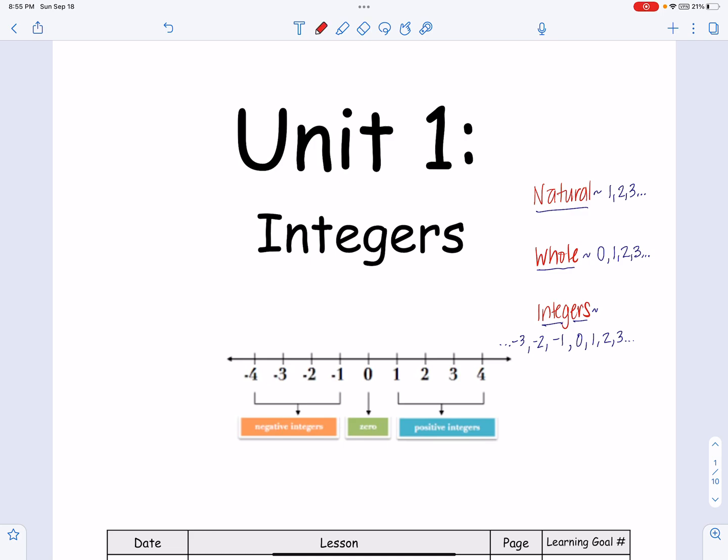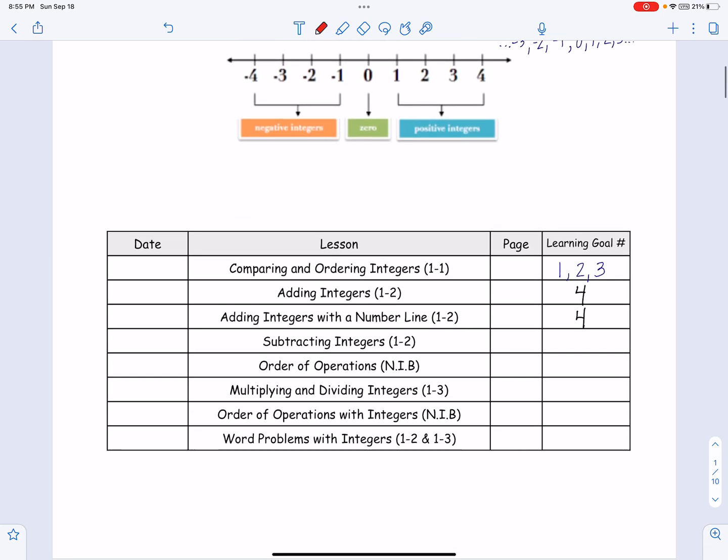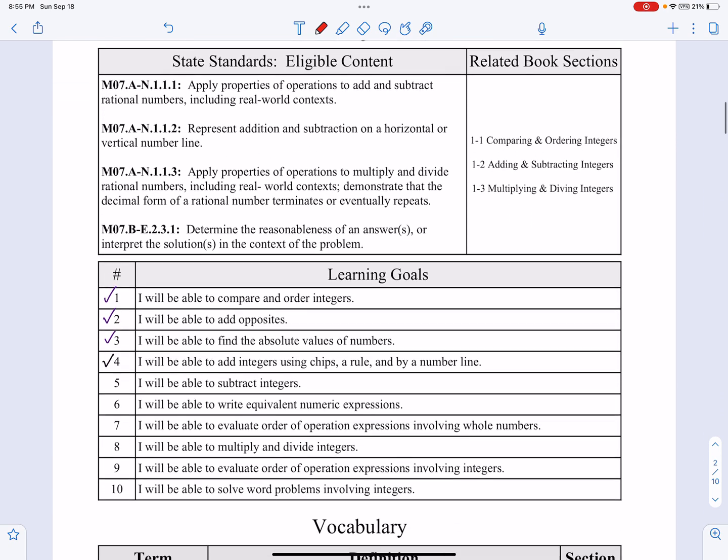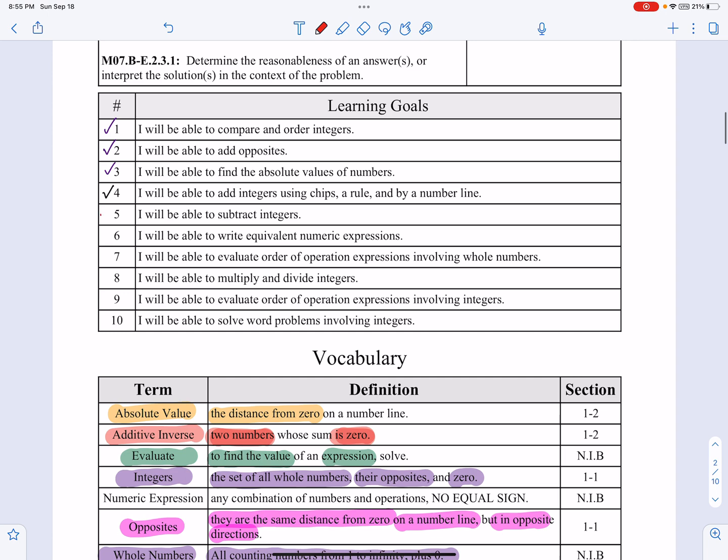All right, here we are, Unit 1 integers, and we are now on subtracting integers 1-2. So go ahead and write your date in here, and then we're going to record in our learning goal, which is learning goals number 5 and number 6. So let's take a look at what those are. Down here, number 5, I will be able to subtract integers. And then number 6, I'll be able to write equivalent numeric expressions.